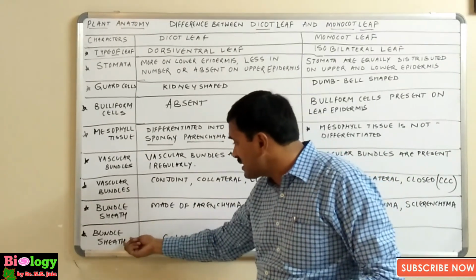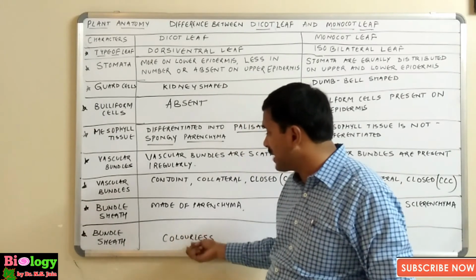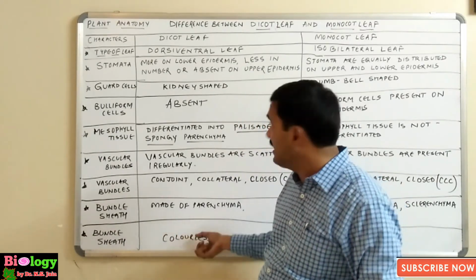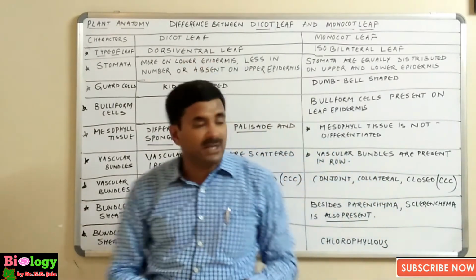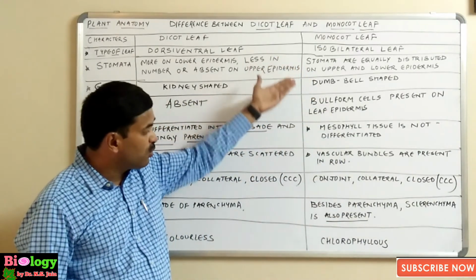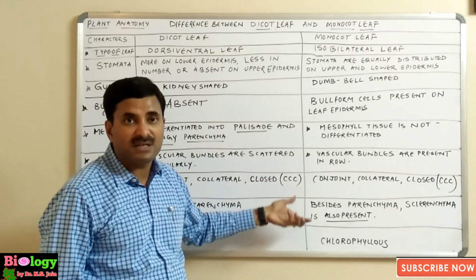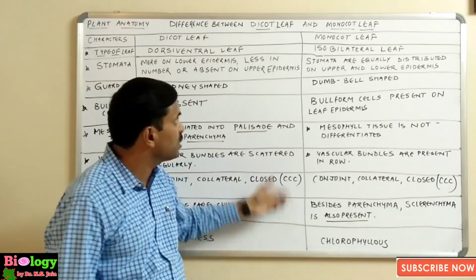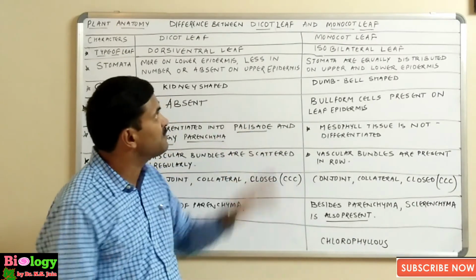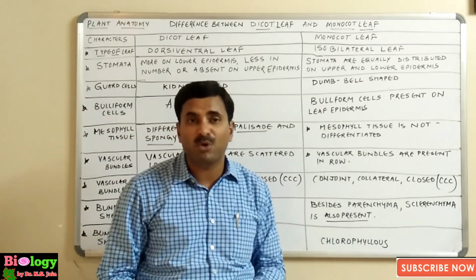And at the last, does the bundle sheath have chloroplast or not? In the dicot leaf, the bundle sheath does not have chloroplast, so it is colorless, while in the monocot leaf, the bundle sheath is chlorophyllous. It has chloroplast. Okay, students, these were the differences between the dicot leaf and the monocot leaf.